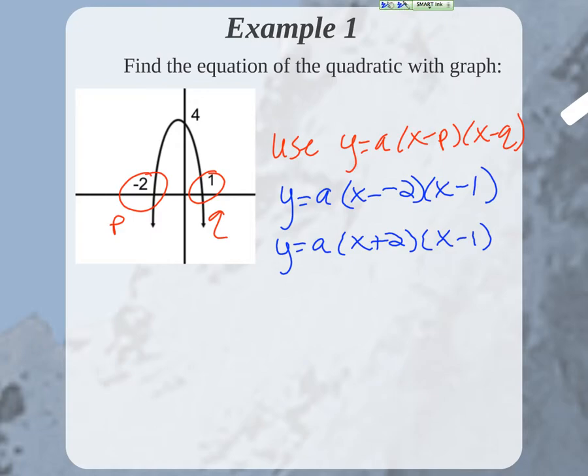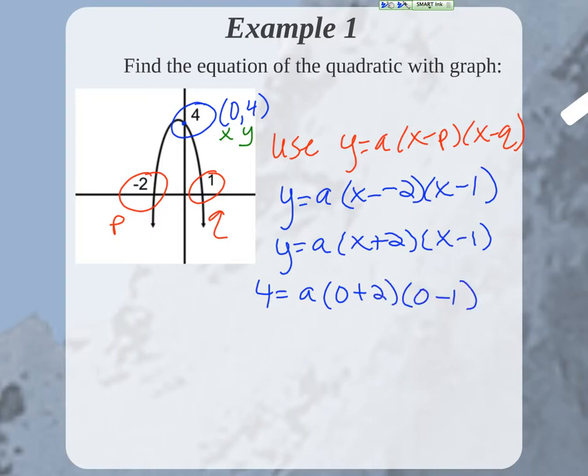Now, I also have 4 here as my y-intercept right there. And so I know that's going to be at 0, 4. And I can use that information and plug that in my x and my y spot. So I've got another point that's on my parabola. I've got a point there at 0, 4, so I can plug that in. So I'll have 4 equals a, 0 plus 2, and 0 minus 1. So you guys can keep evaluating that and try to figure out what a is. Don't shout it out so no one can think.